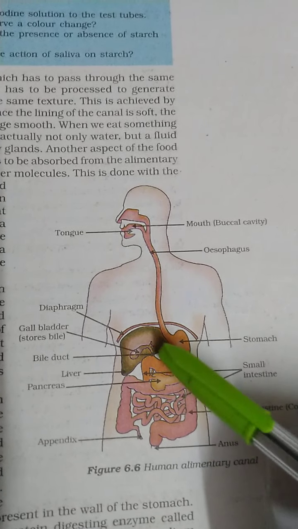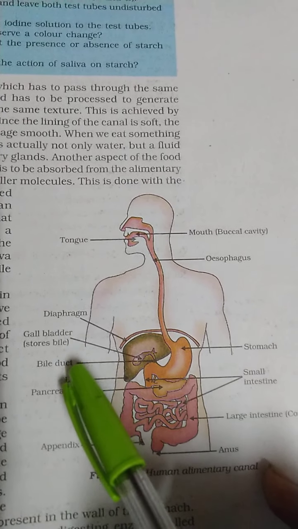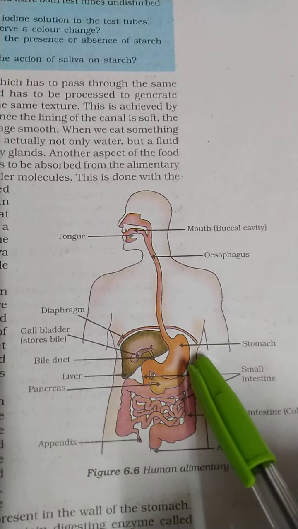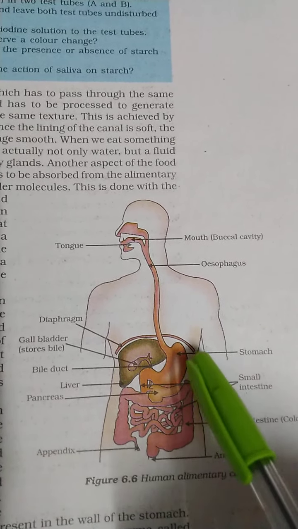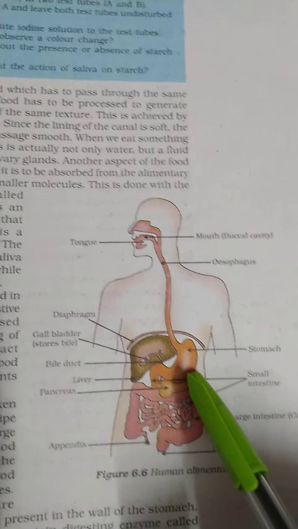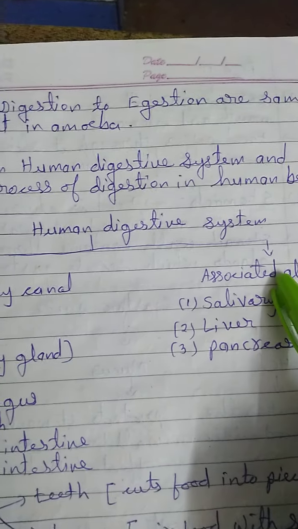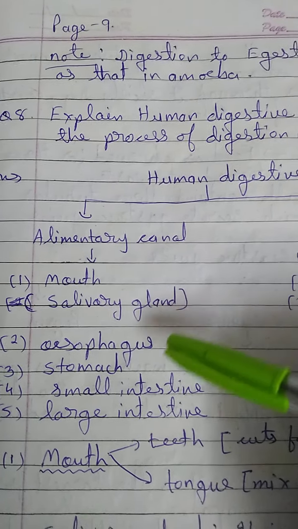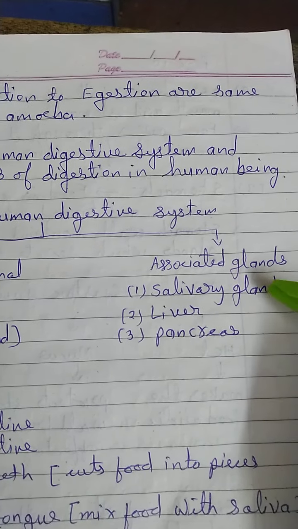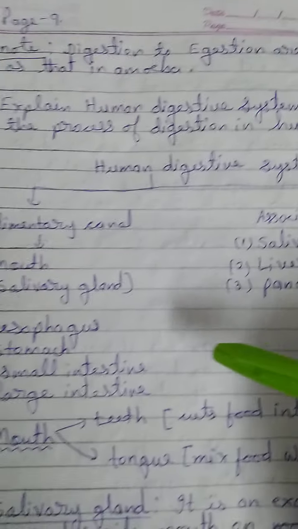And the associated glands are the endocrine or exocrine glands that secrete their juices into the parts of the alimentary canal so that digestion can take place. They give the enzymes for the digestion of food. So let us see the alimentary canal and the associated glands. The alimentary canal consists of the mouth, inside which the salivary gland is there, esophagus, stomach, small intestine, large intestine. And there are three associated glands, that is the salivary gland, liver and pancreas, which secrete enzymes to help in digestion.